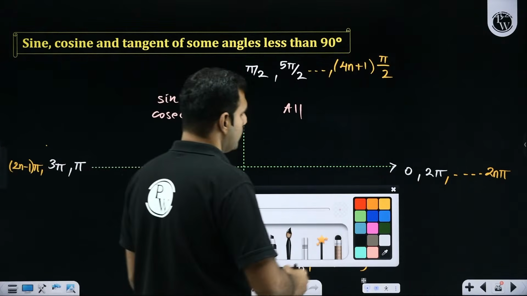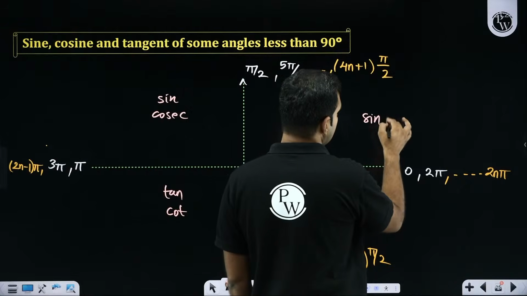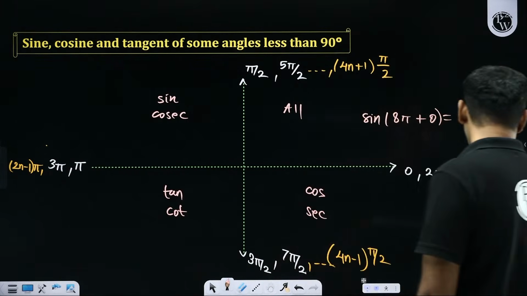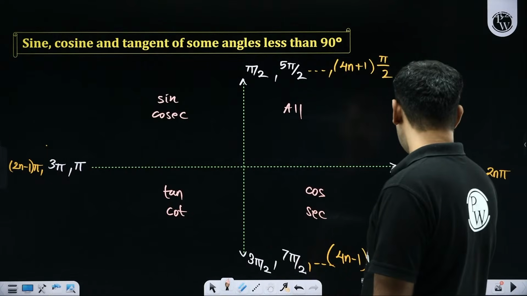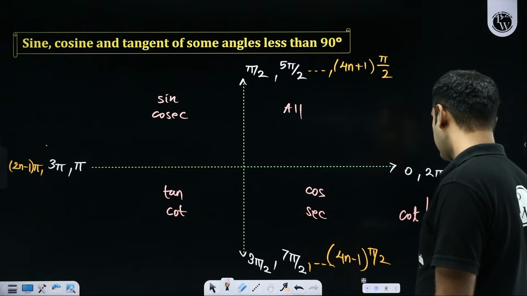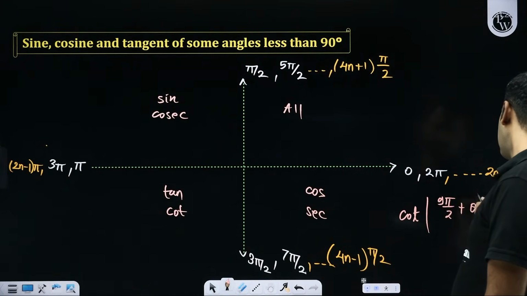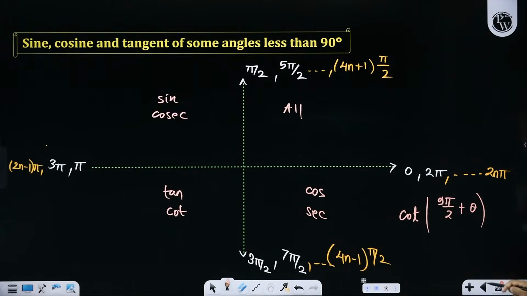Let's say if I ask you sin(8π + θ), what do you think the answer could be? One more question I'll ask you. Let's say cot(9π/2 + θ). Let me know what you think could be the answer in both of the cases.